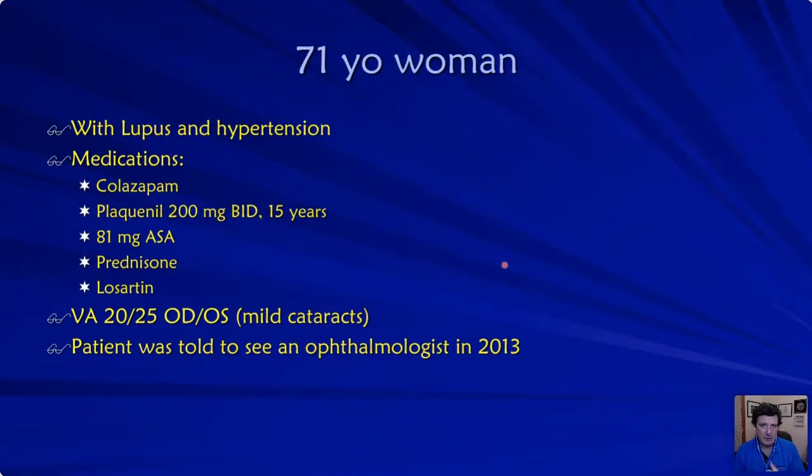This is a 71-year-old woman with lupus and hypertension. You can see she's taken a couple of medications here. The one that we want to talk about is Plaquenil for 15 years at 400 milligrams. She has some mild cataracts. I diagnosed her in 2013 with Plaquenil toxicity. So she went to her PCP.